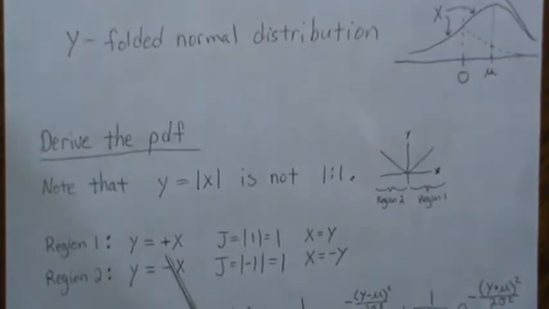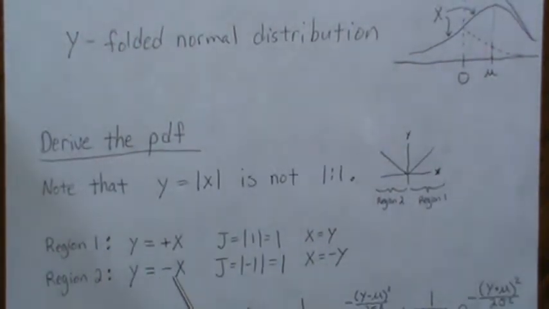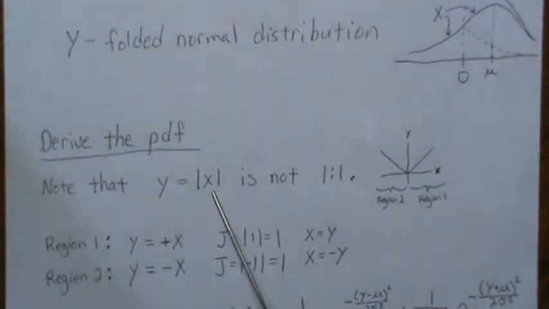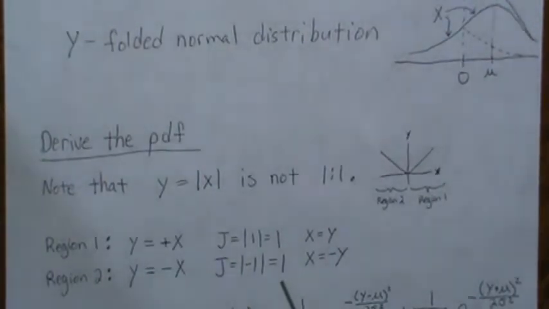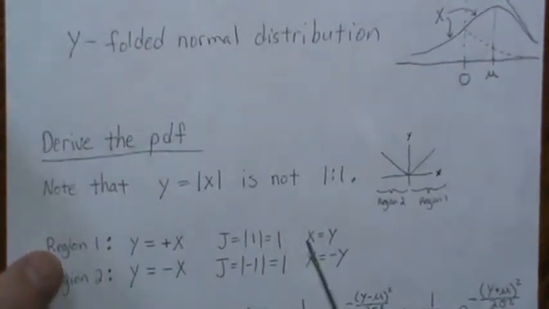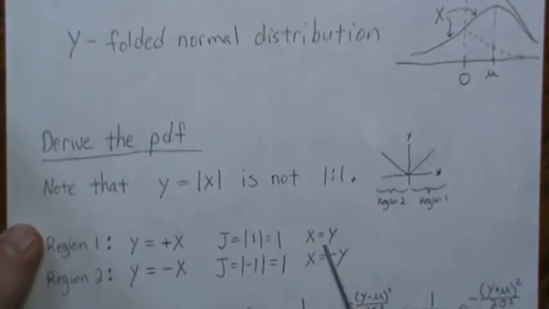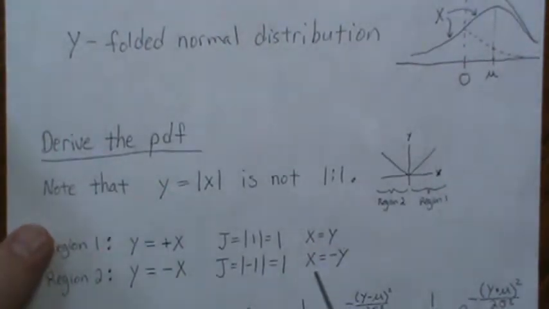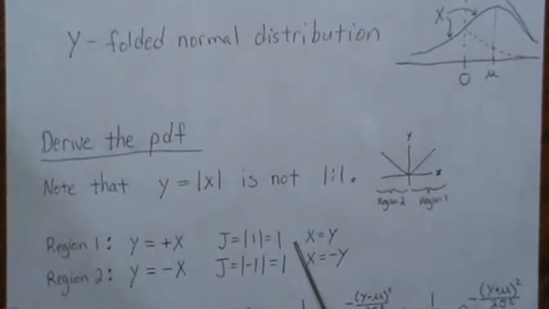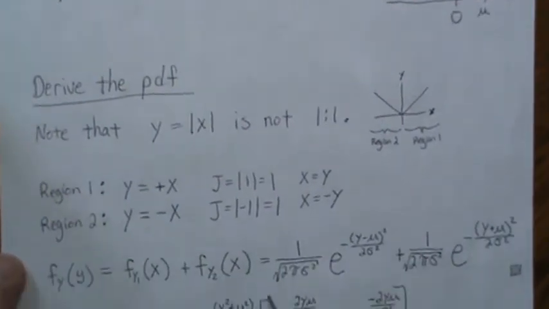So in region 1, y is just x because they're positive, and the Jacobian would be 1. And over region 2, it's y equals minus x, because since these are negatives, you have to take the negative and make it positive, and that's what the original function says. And so here, again, the Jacobian is 1. When you back solve for x, you just get x equals y, and here you get x equals minus y, and this will play a part in a second.